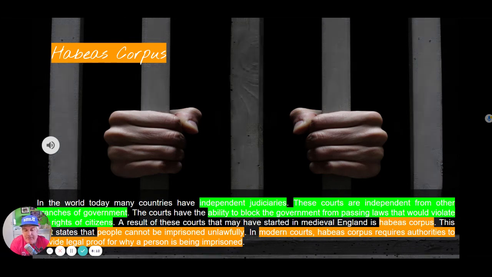In medieval England, one thing that may have started there is an idea called habeas corpus. And this states that people cannot be imprisoned unlawfully. In modern courts, habeas corpus requires authorities to provide legal proof why a person is being imprisoned. So they can't just scoop you up and throw you into jail if there's no proof. If you're holding a bag of money outside of a robbery scene and everybody's pointing at you saying that you did it, they can arrest you. If you're just walking by, they're not allowed to just scoop you up and arrest you just because. So habeas corpus means that they have to have legal proof that you committed a crime in order to be imprisoned.